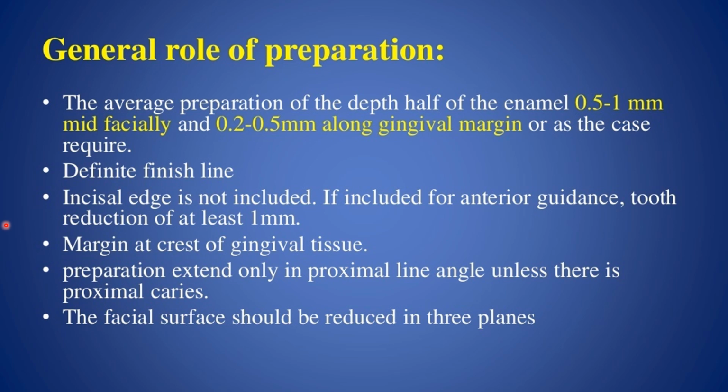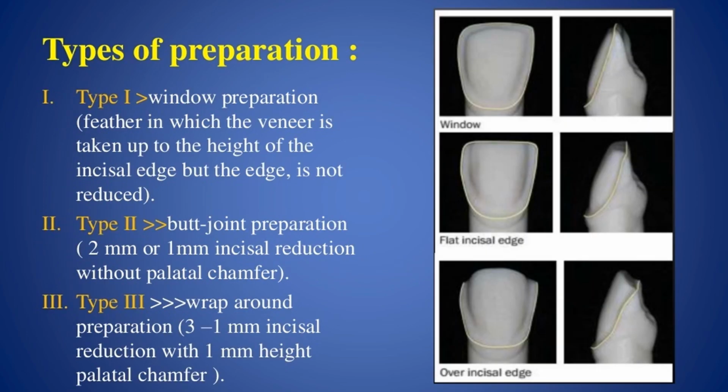36. General rules of preparation: the average preparation depth is half of the enamel, 0.5 to 1 mm mid-facially and 0.2 to 0.5 mm along the gingival margin, or as the case requires. Definite finish line. Incisal edge is not included. If included for anterior guidance, tooth reduction of at least 1 mm. Margin at crest of gingival tissue. Preparation extends only to the proximal line angle unless there is proximal caries. The facial surface should be reduced in 3 planes.